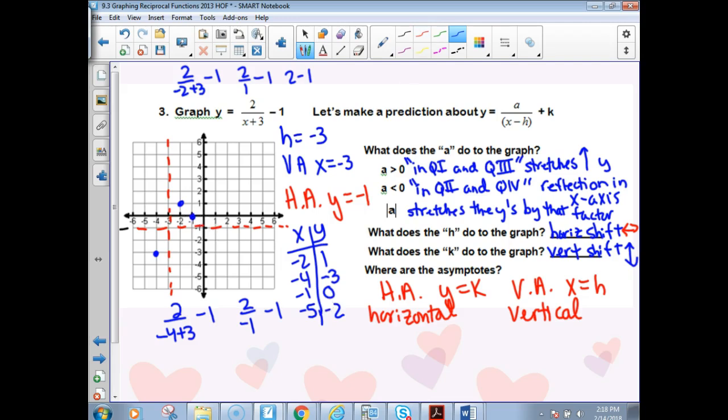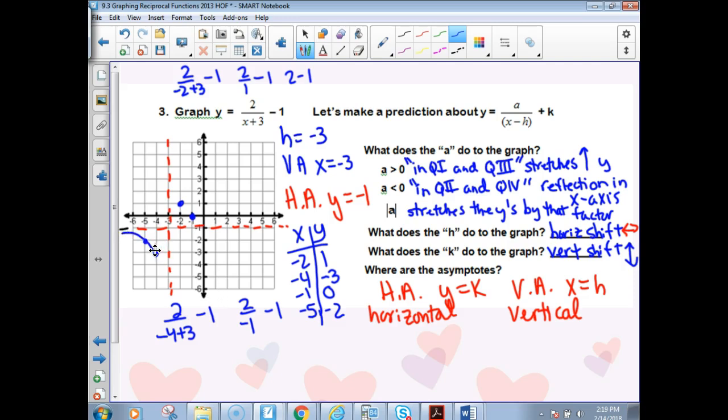Negative 1, 0, I just found an x-intercept. And you'll say, well, you said there weren't any. Well, that's only for the parent graph, okay? The asymptotes have shifted, so now there could be an intercept. Negative 5, negative 2. And now I'm going to sketch my graph.